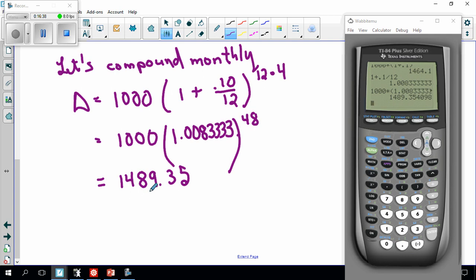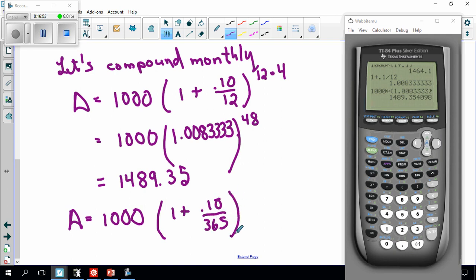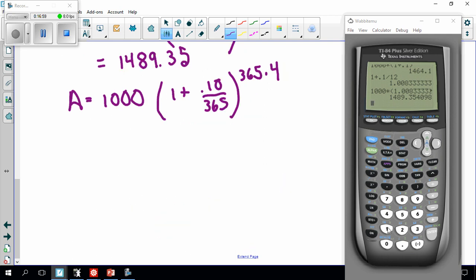If you want to be really disappointed, you should let M be 365. Actually, let me give it a shot. So let's compound it 365 times a year. 10%, 365 times to the 365 times 4. This time I'll use my fancy calculator. 1 plus 0.10 divided by 365, parenthesis raised. Now, you can keep it raised. I think I'm going to put a parenthesis, 365 times 4 parenthesis, just to make sure it stays up there.